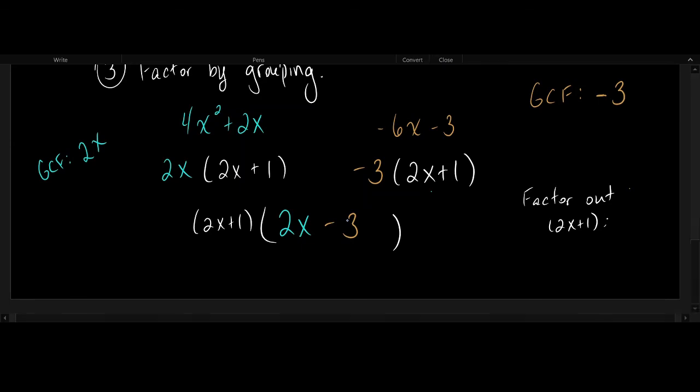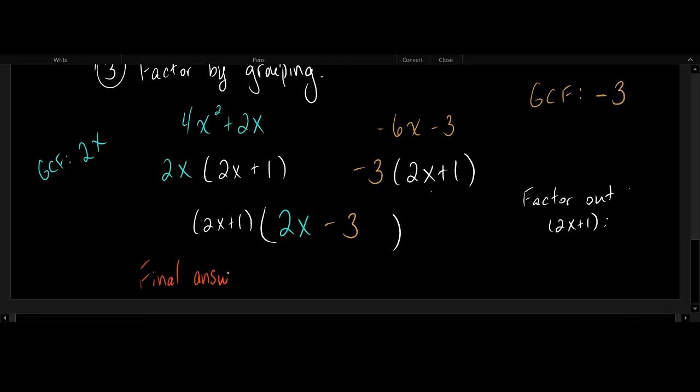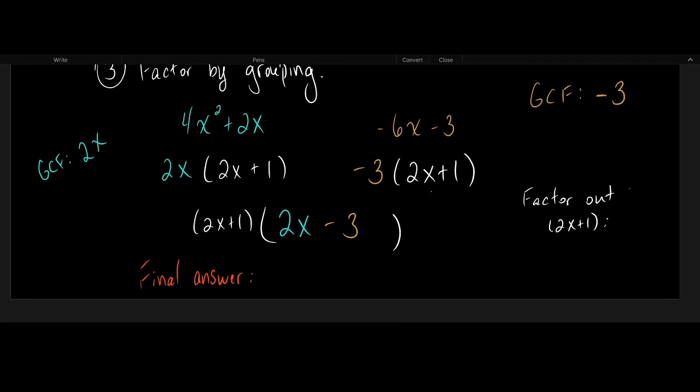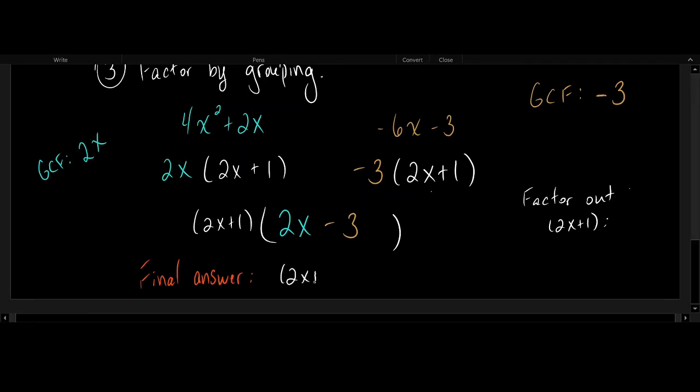So here is our final answer. The final answer for this problem is the quantity 2x plus 1 times the quantity 2x minus 3.